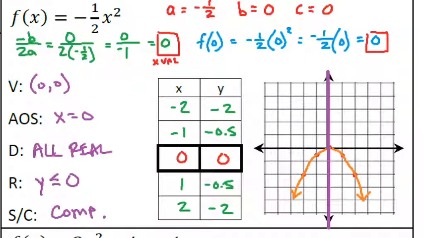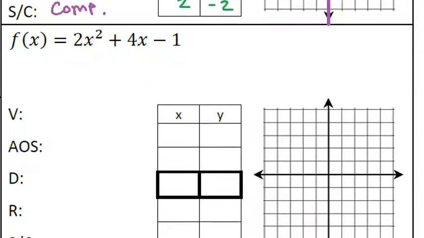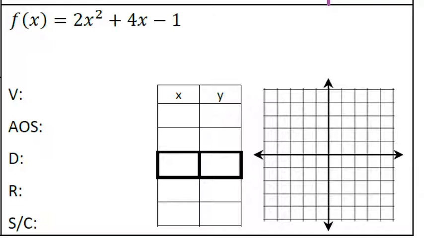All right, we've got time for one more. Let's give it a try. f of x equals 2x squared plus 4x minus 1. Let's identify a, b, and c. a is 2, which is right here. There is a b value now, it's 4. And we have a c value of negative 1.